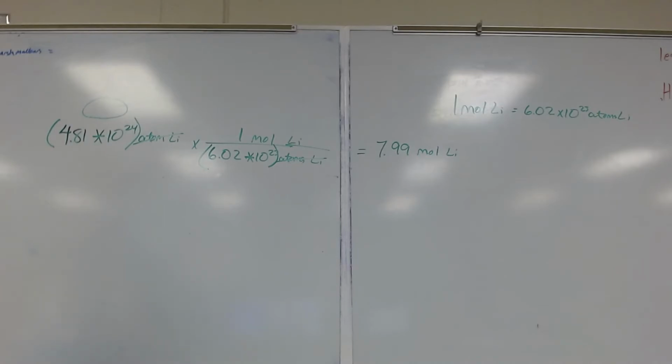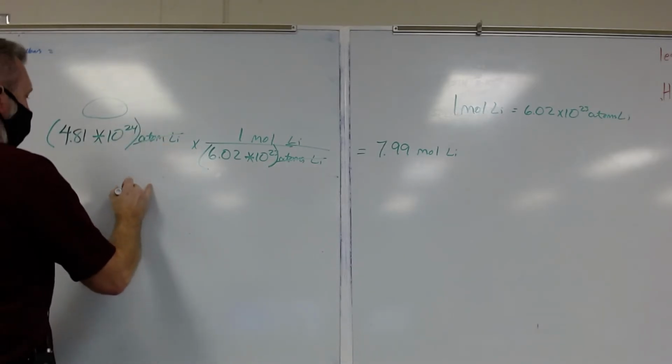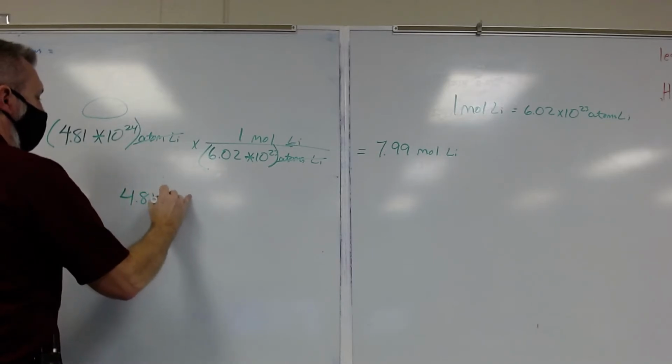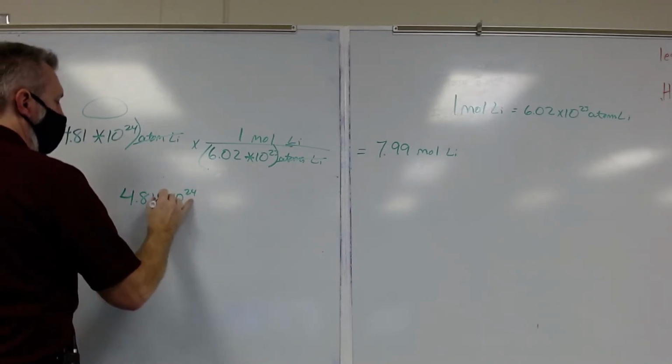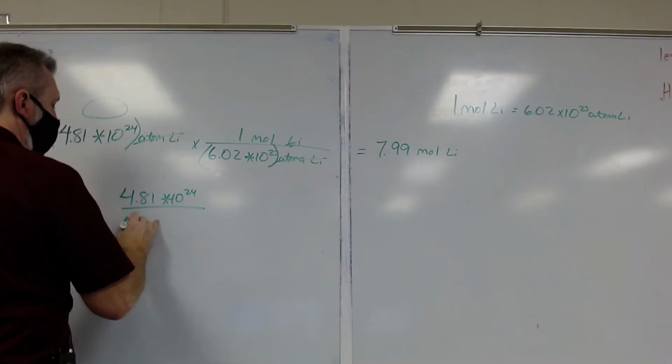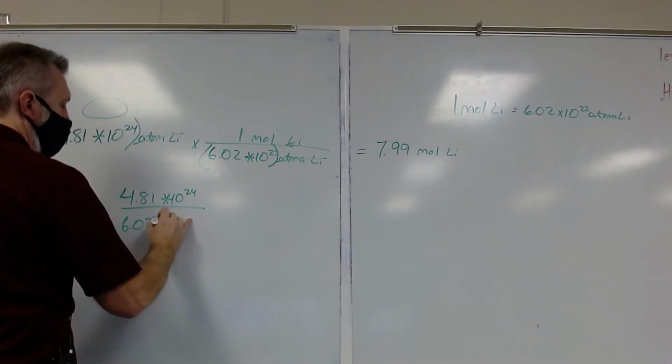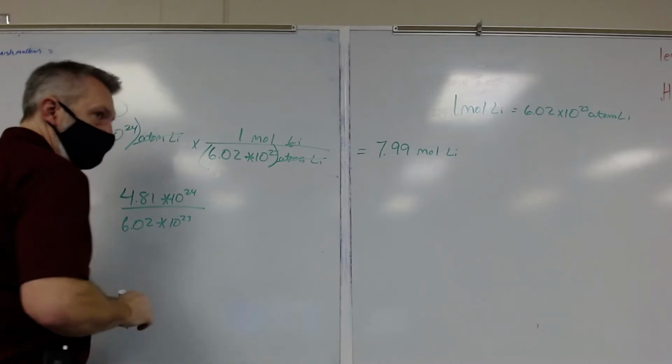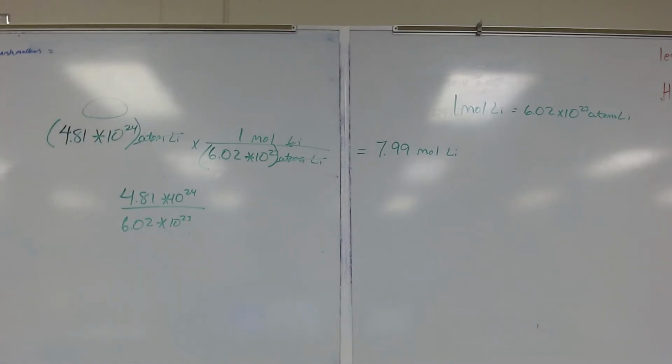All right. Here's what I want you to think about. If you don't have a calculator on you, this particular problem works out really easy. Here's what it is. I'm going to rewrite this together. 4.81 times 10 to the 24th over 6.02 times 10 to the 23rd. Remember, powers of 10 rule. I'm subtracting things out, right?